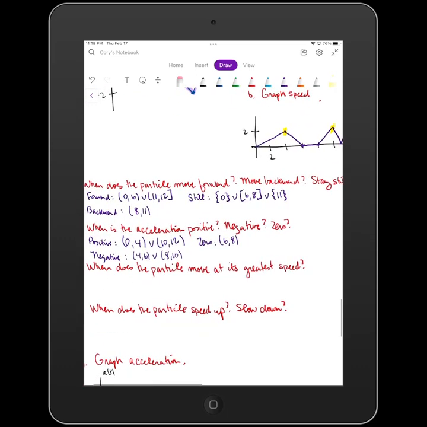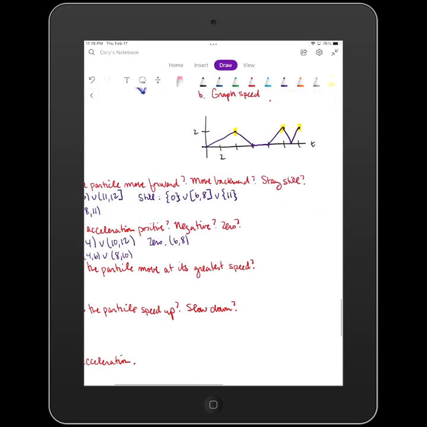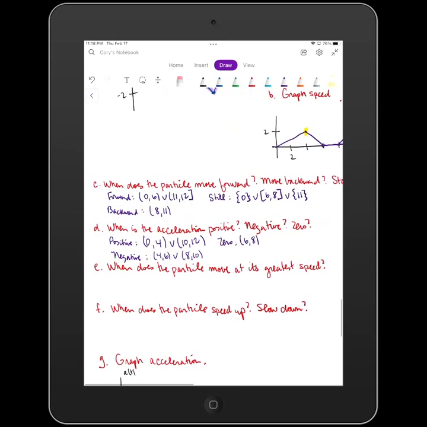So the times for which that occurs are t is equal to 4, t is equal to 10, and t is equal to 12. Okay, so that's when our particle moves at the greatest speed. T is equal to 4, t is equal to 10, and t is equal to 12.